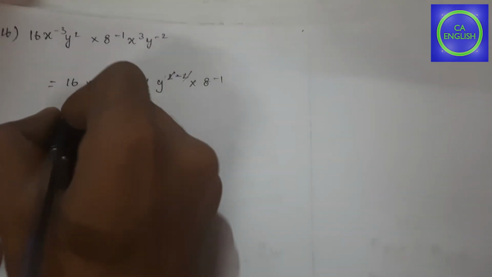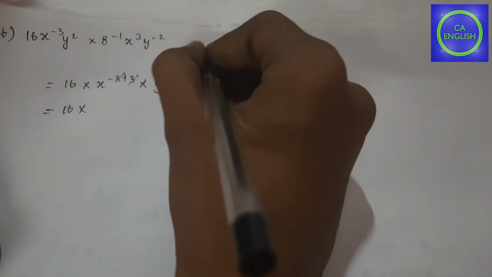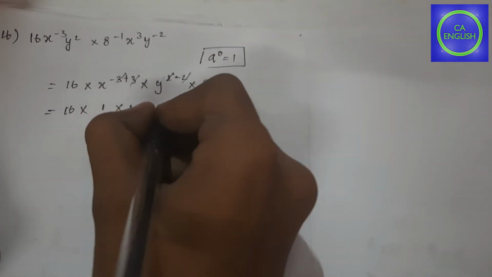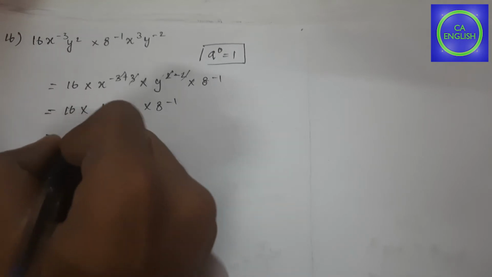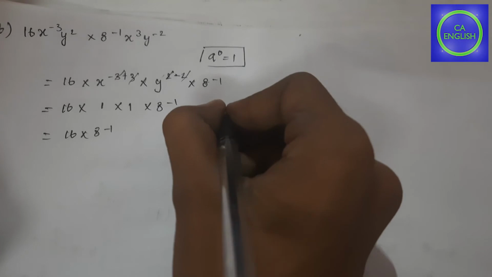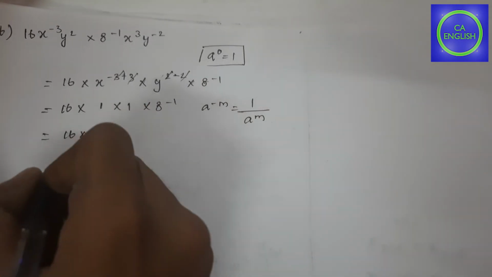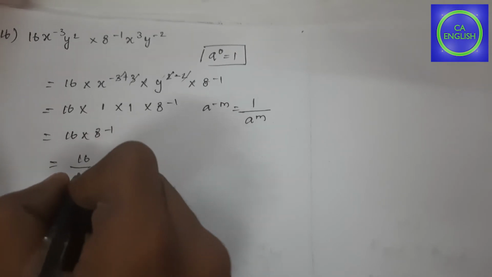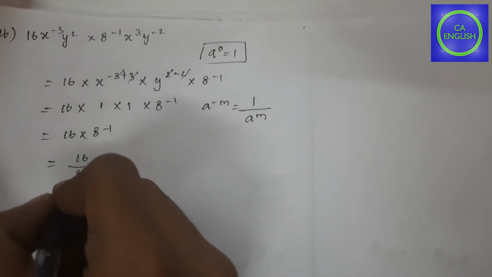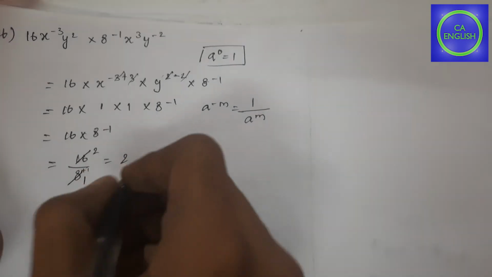And the next step, if we cancel this both and this both, the answer will be 0. 16 into, we are going to use the law a power 0 is equal to 1. Therefore, the answer here is 1, and into 8 power minus 1. 16 into 8 power minus 1. Here we are going to use another law. A power minus m is equal to 1 divided by a power m. Now convert it. 16 divided by 8. The minus 1 will be plus 1. If we power 1, that answer will be also 8. So the answer is 2. Option is C.